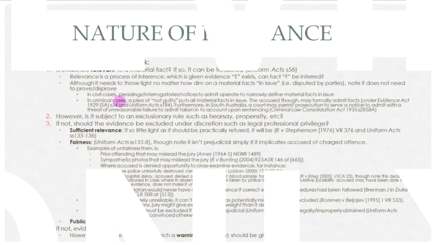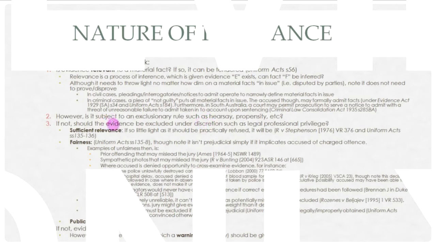In civil cases, pleadings or interrogatories or notices to admit operate to narrowly define material facts in issue. In criminal cases, a plea of not guilty puts all material facts in issue. The accused, though, may formally admit facts under Evidence Act 1929, Section 34, and Uniform Act Section 184. Furthermore, in South Australia, a court may permit prosecution to serve a notice to admit with a threat of unreasonable failure to admit taken into account upon sentencing. That's CLCA 1935, Section 285BA.